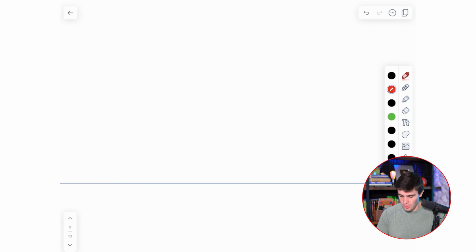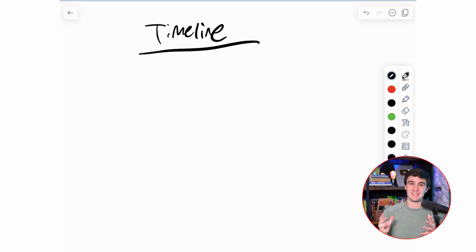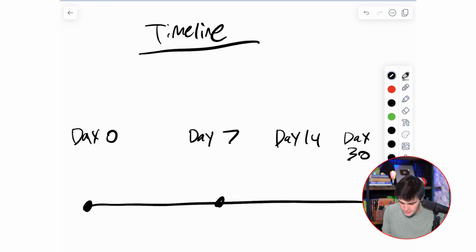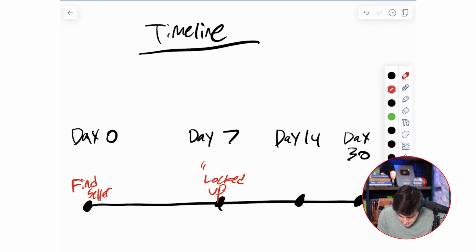So the timeline of the wholesaling deal I want to show you is basically 30 days to your first wholesaling deal. Day 0, day 7, day 14, and let's say day 30. If you look at a timeline here, we basically find a seller. So we find a seller, then we get a deal locked up, AKA write a contract.